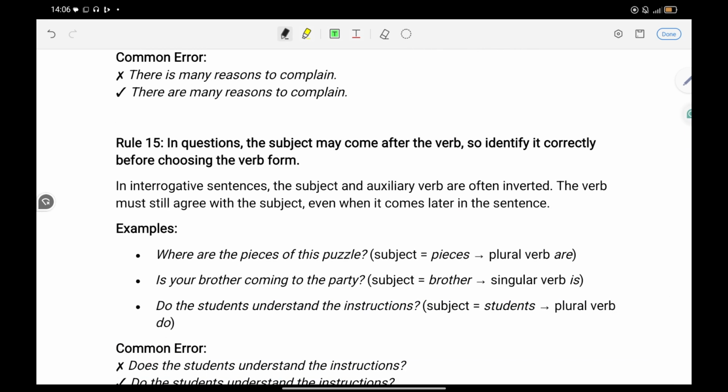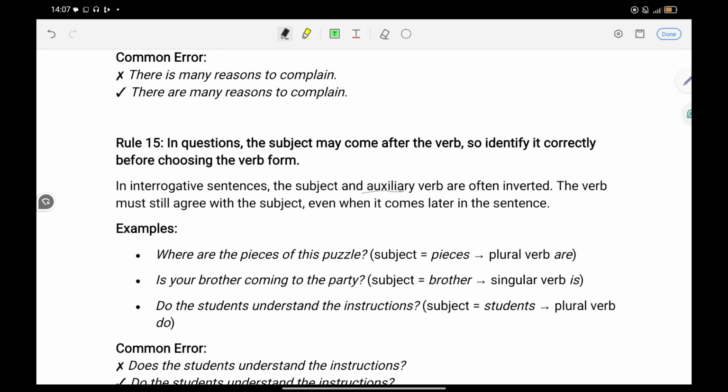All right. Rule 15. In questions, the subject may come after the verb, so identify it correctly before choosing the verb form. The subject may come after the verb. And this is because in questions, the subject and the verb are often inverted, usually the auxiliary verb, like are or can or is. So when you have a question, the subject usually comes after the verb.